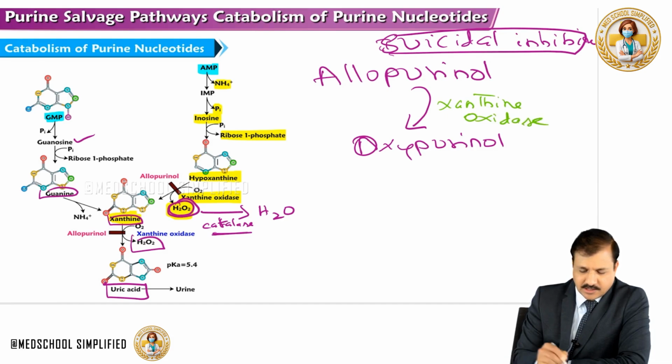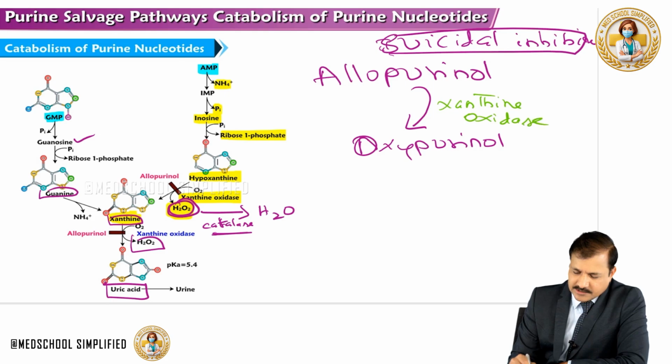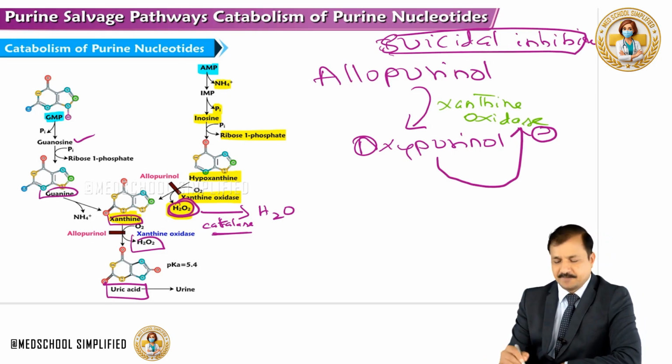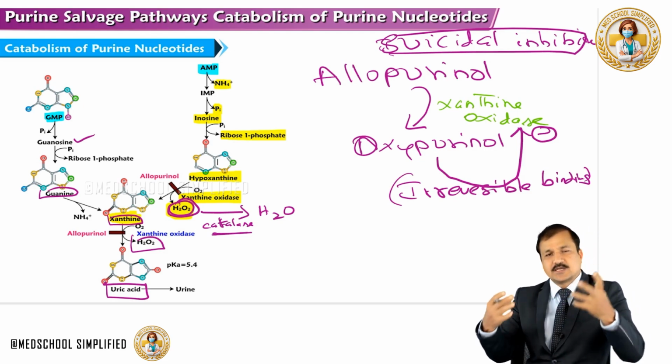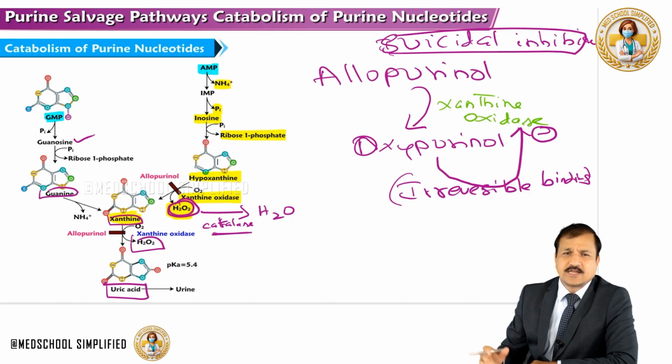So what happens with the oxypurinol now? Oxypurinol is a reactive molecule, so within the active site it will bind with xanthine oxidase irreversibly. There will be irreversible binding, and it is not released from the active site of the enzyme, thereby it basically denatures that enzyme, and the enzyme becomes totally inactive, and that's the end of the enzyme.